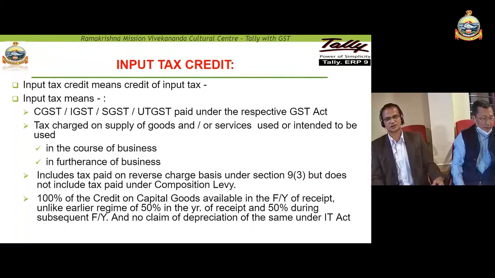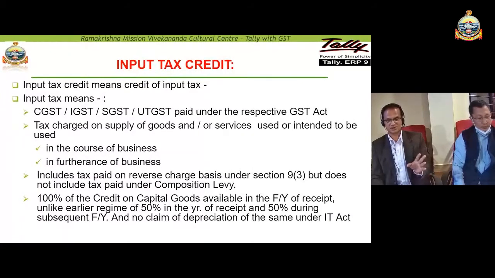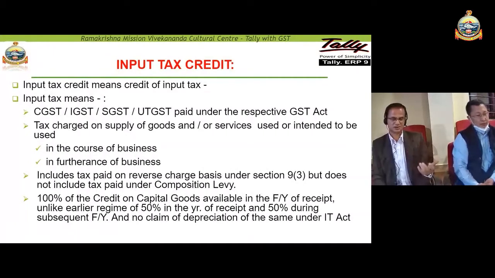But supposing somebody is using it in the office specifically for office purposes, which could be for business as well as for other things, ITC on capital goods is not allowed. So there are two conditions. Number one, it has to be used in the course of business. Number two, it has to be used for furtherance of business. So any input bought, which may be in the form of raw material, and any taxes paid, credit is allowed.